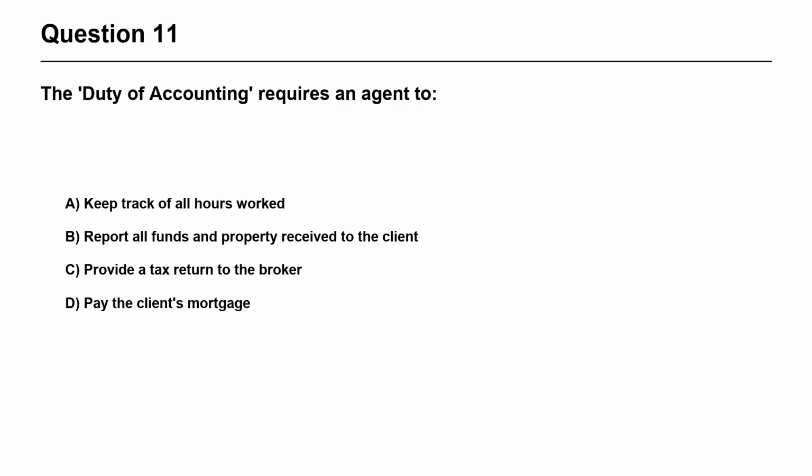Question 11. The duty of accounting requires an agent to A, keep track of all hours worked. B, report all funds and property received to the client. C, provide a tax return to the broker. Or D, pay the client's mortgage. The correct answer is B, report all funds and property received to the client. Accounting is one of the 6 fiduciary duties.